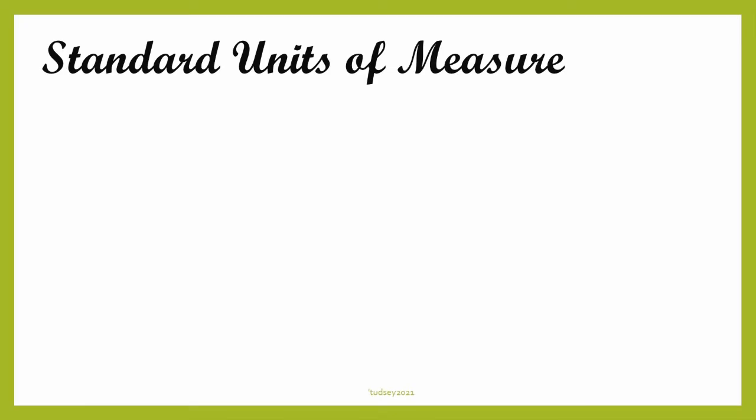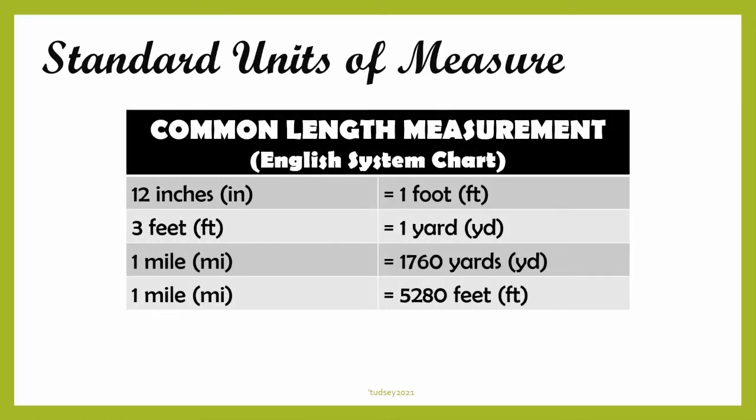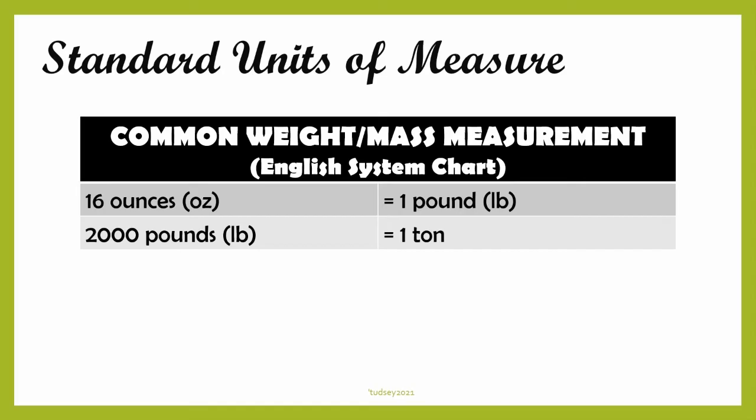Standard units of measure under English system. Common length measurement. 12 inches is equal to 1 foot. 3 feet is equal to 1 yard. 1 mile is equal to 1,760 yards or 5,280 feet. Common weight or mass measurement. 16 ounces is equal to 1 pound. 2,000 pounds is equal to 1 ton.